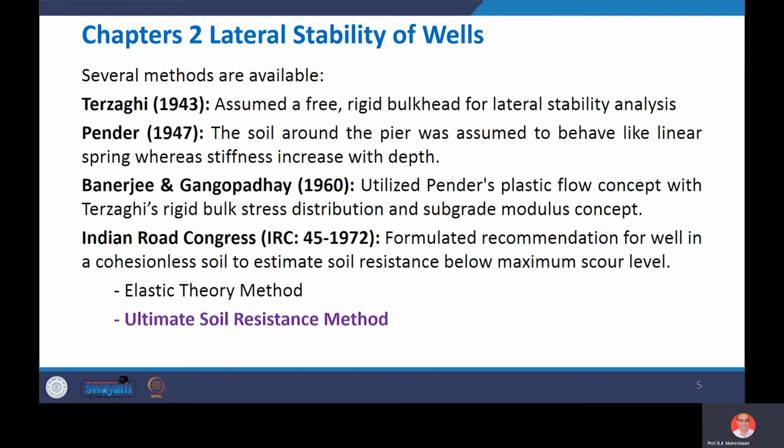And there are 2 methods of IRC. One is the elastic theory method, which we have discussed in the last lecture. Today we are going to talk about the ultimate soil resistance method of the IRC method. So let's start with the ultimate soil resistance method.